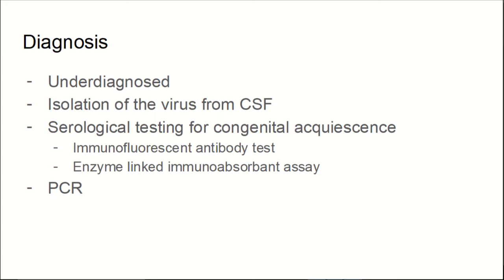Diagnosis. It is a very underdiagnosed disease because, as we saw before, 70% is either asymptomatic or mild flu-like symptoms, which we wouldn't think twice about. So how do we diagnose it? We isolate the virus from the CSF. And for infants that contracted it before birth, they'll do serological testing such as immunofluorescent antibody testing or enzyme-linked immunosorbent testing to test for IgM and IgG to the LCMV. Another method is PCR.